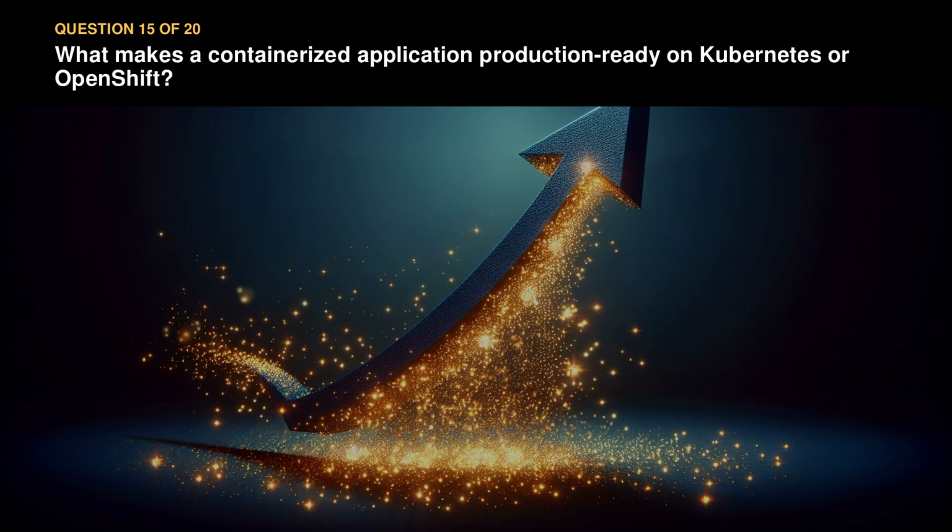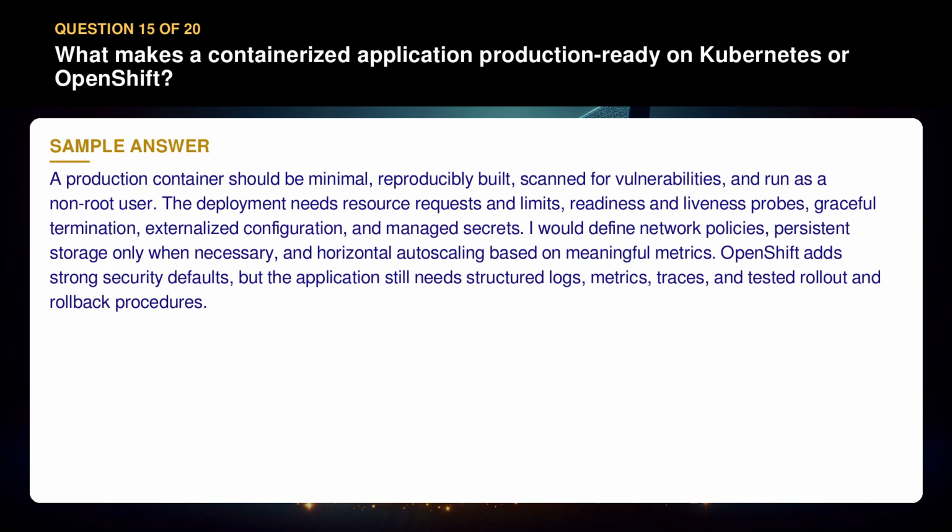Question 15. What makes a containerized application production ready on Kubernetes or OpenShift? A production container should be minimal, reproducibly built, scanned for vulnerabilities, and run as a non-root user. The deployment needs resource requests and limits, readiness and liveness probes, graceful termination, externalized configuration, and managed secrets.